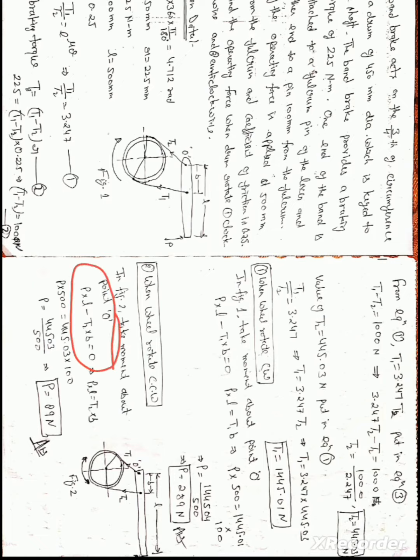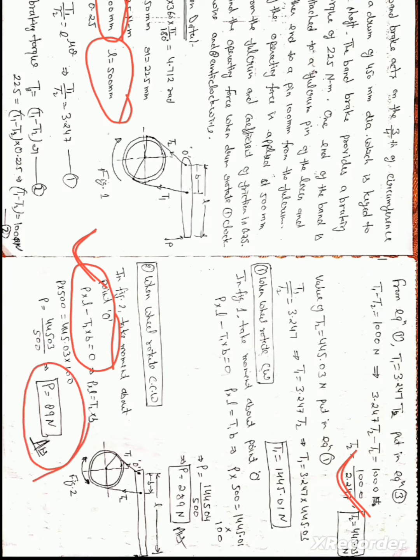So putting the value of T2, B is 100 mm and L is 500 mm. P into L minus T2 into B equals 0. Putting the values of T2, B and L in this equation, we get the value of P. So P is 89 Newton when the wheel rotates in anticlockwise direction. Okay.